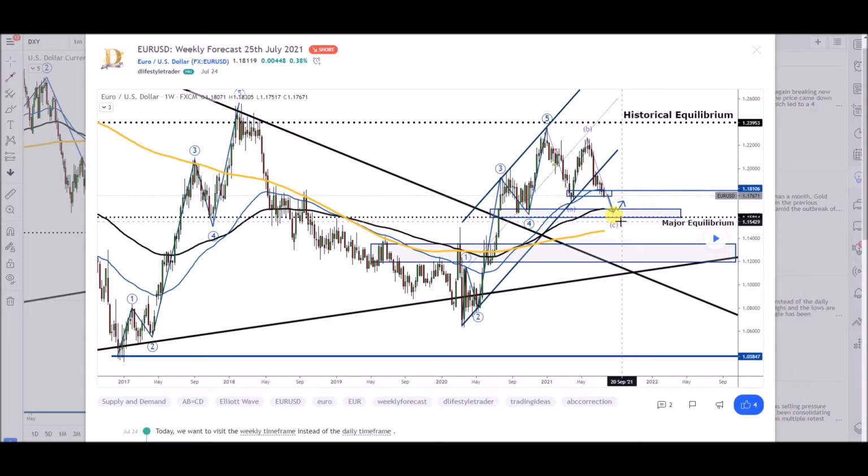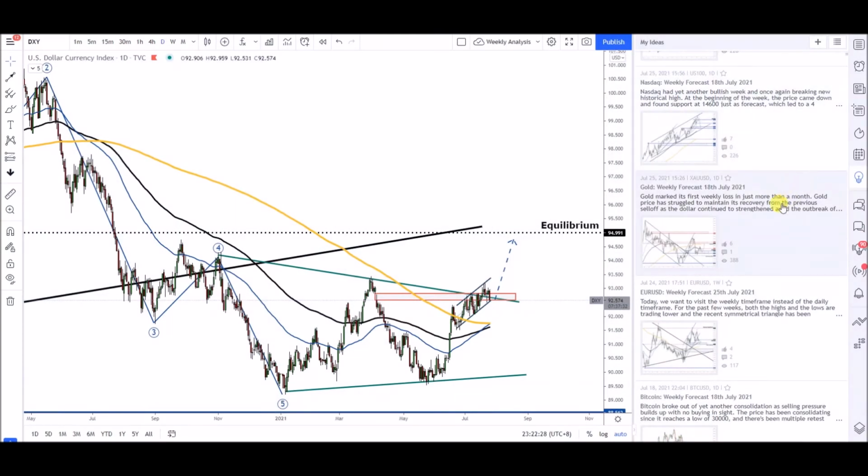All right, so again, bear in mind this is the weekly time frame, so it's going to take a couple of weeks. It can even take up to 1 to 2 months time, so be very patient with it, and we'll be looking for selling opportunity in the smaller time frame on an intraday basis. All right, so that is for the euro against US dollar.